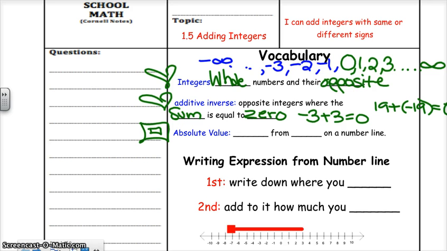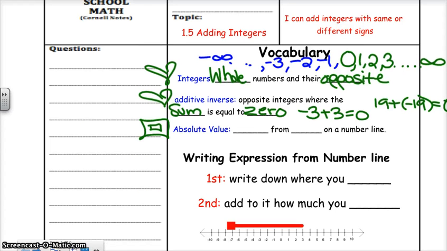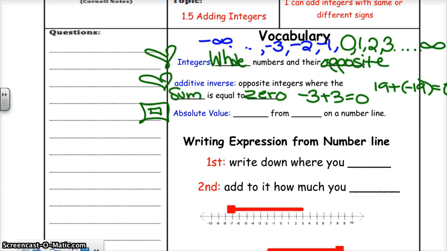100 and what would be its inverse? Class? 100 and -100. 77 and -77. -48 and +48. I threw you off there.